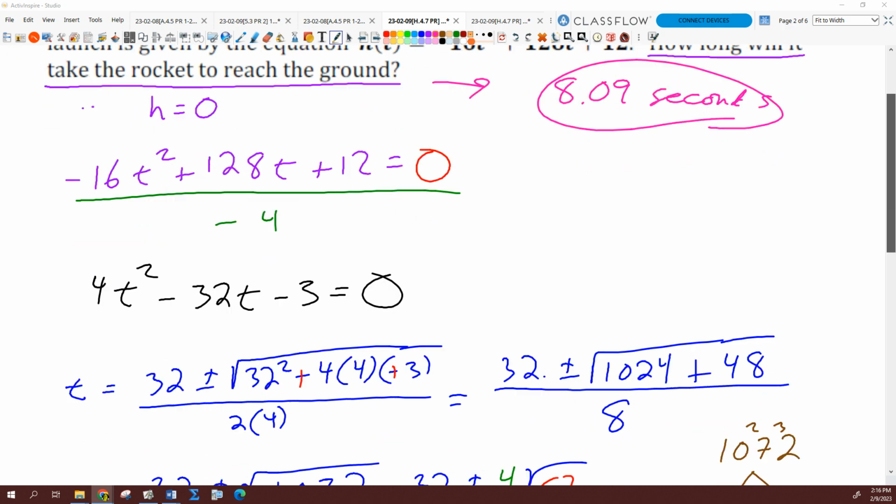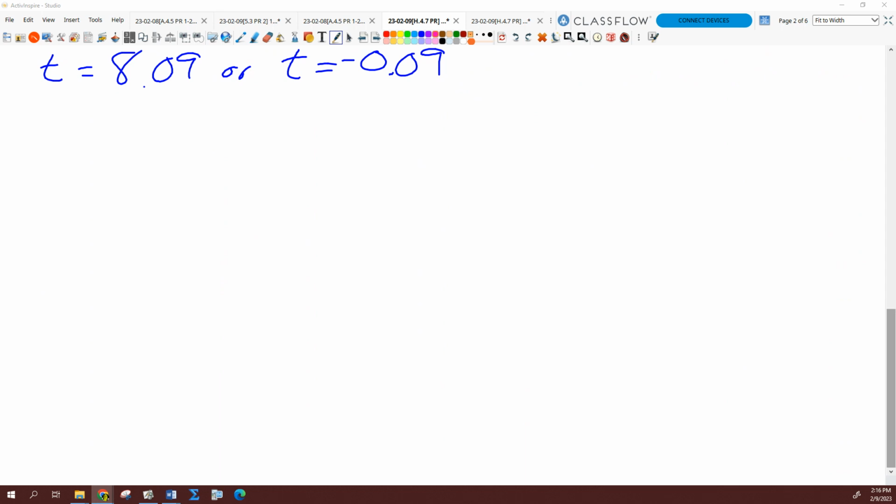Now let's draw a physical picture of this for a second. So here's the ramp, right? This thing is launched, it's 12 feet high is where this thing is launched. So the rocket goes up and it comes down, okay? And we figured out how long it took to hit the ground, right? Okay, what do you think?